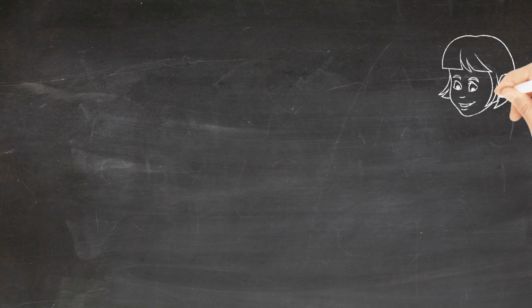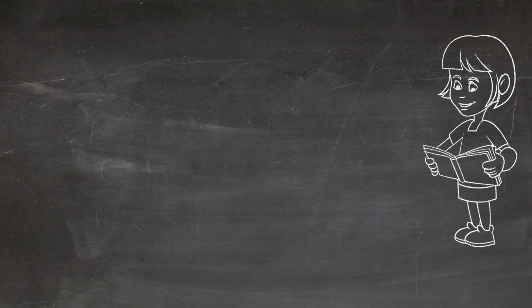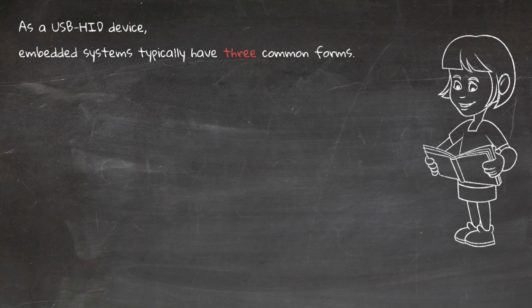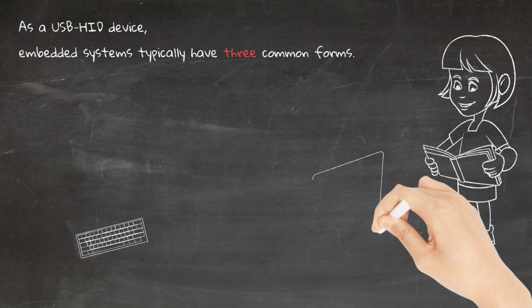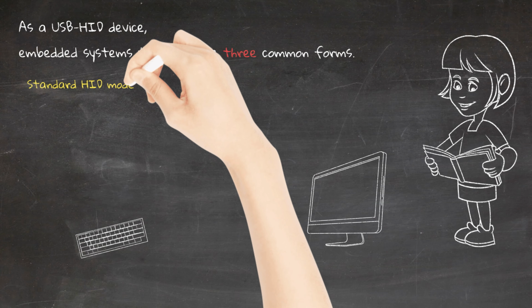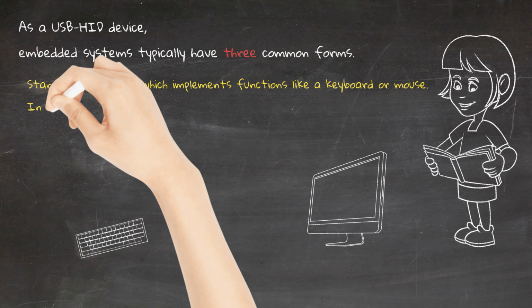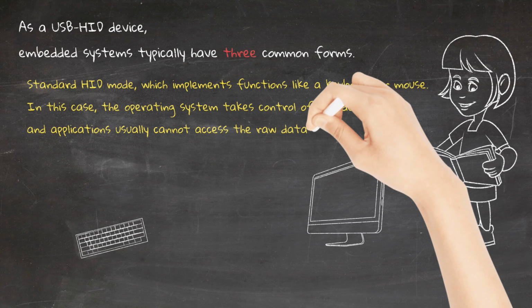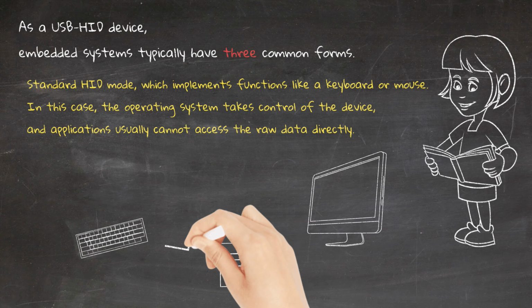In practice, embedded HID devices usually have three common forms. The first is standard HID mode, where the device behaves like a keyboard or mouse. In this case, the operating system takes control, and applications typically cannot access the raw data directly.